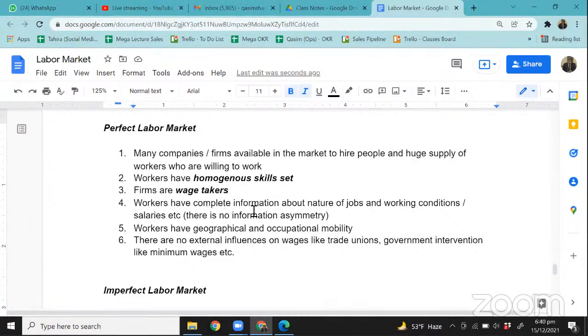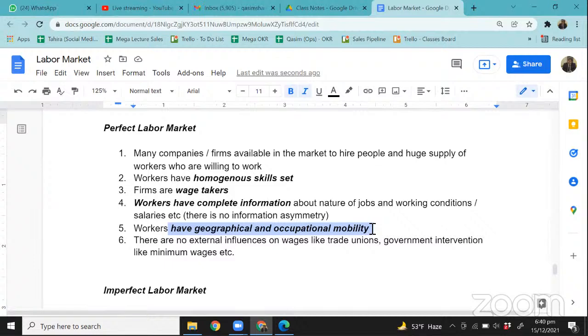And workers have complete information about the nature of the job and working conditions, right? So workers have complete information about which companies are hiring, what salaries they're offering, what is the nature of the job, and so on, right? And workers are geographically and occupationally mobile, right? They can easily move between cities and between occupations as well, right? So a doctor can become a lawyer, can become a teacher, and so on, right? I mean, in an ideal world, right?